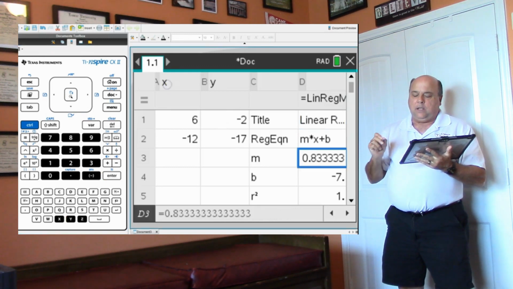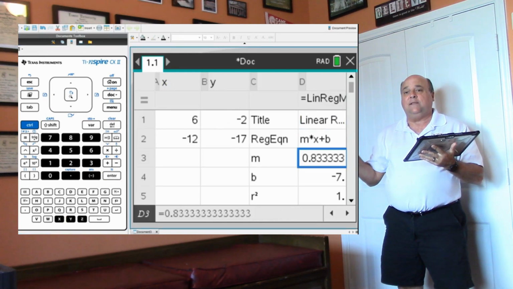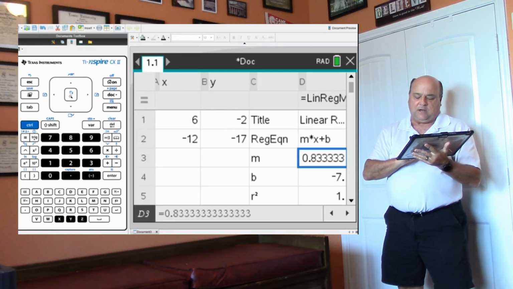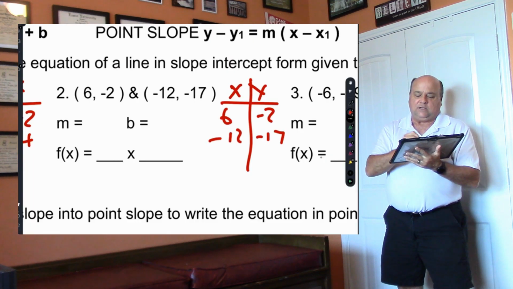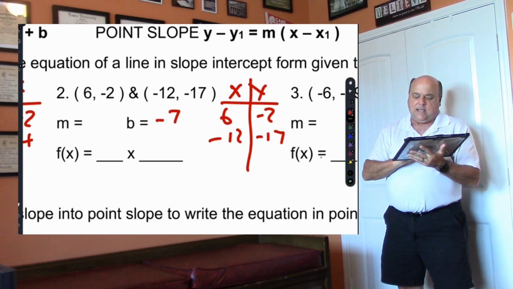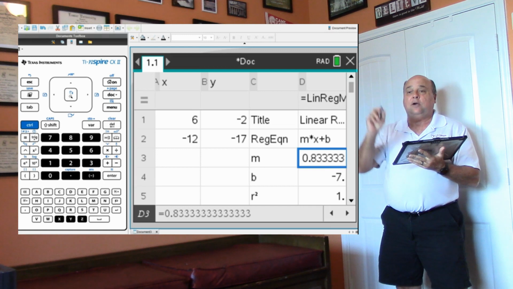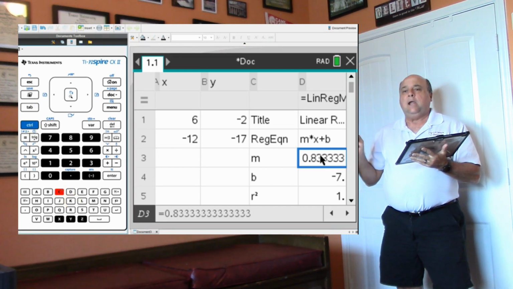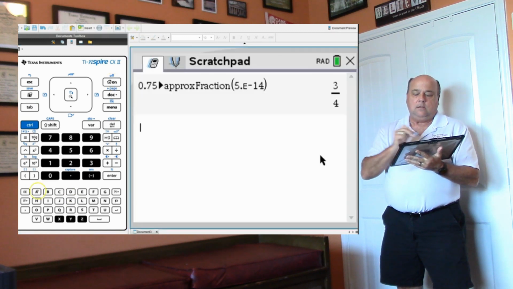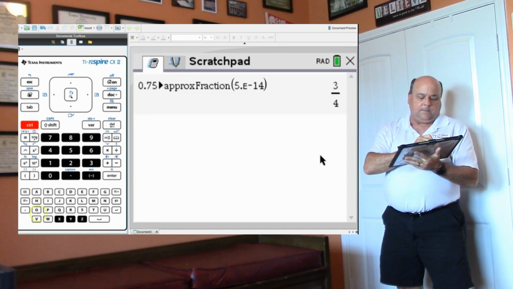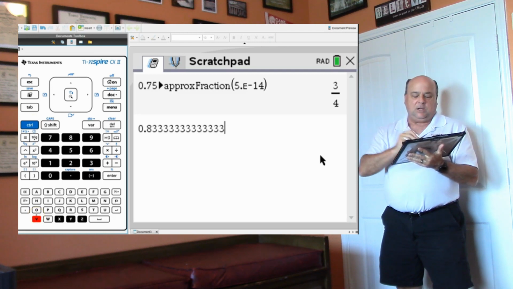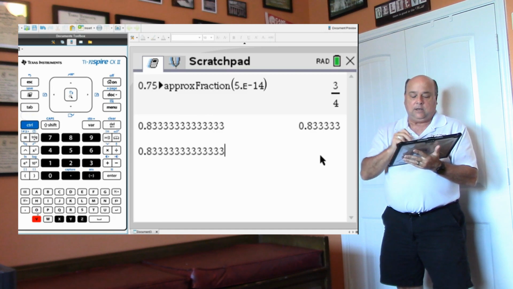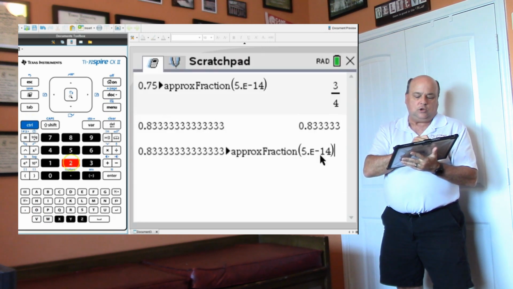My slope is 0.8333. That's the constant rate of change. But my y-intercept is -7, so I'm going to record that. Now I'm going to go back to the calculator and copy this. Control C to copy, and then hit home and A. Then I'm going to hit Control V to paste. Then I'm going to hit menu 2, 2, enter. I'm sorry, I need Control V again. I hit enter. Menu 2, enter.